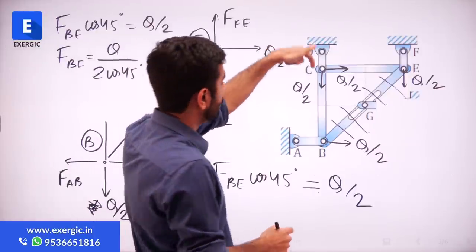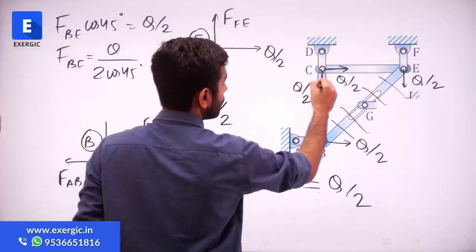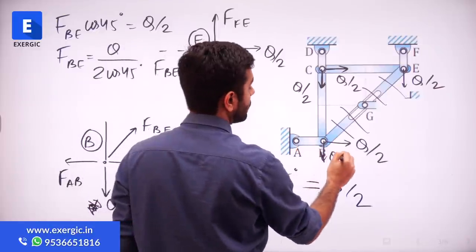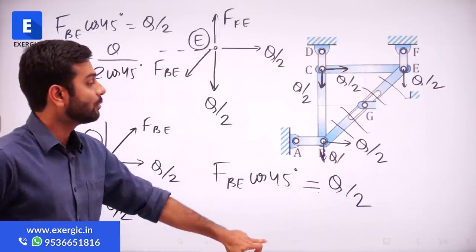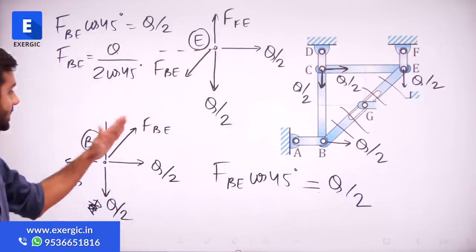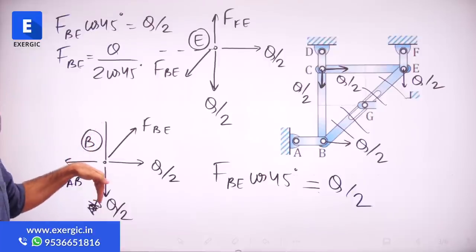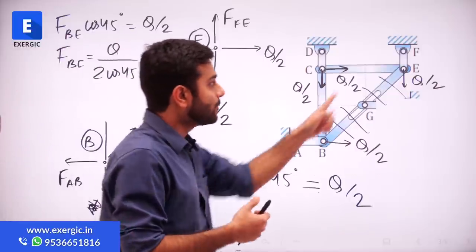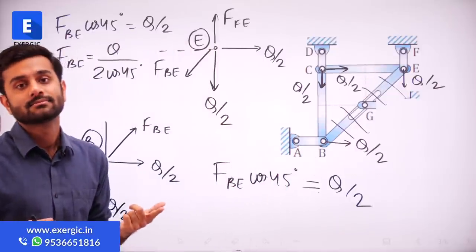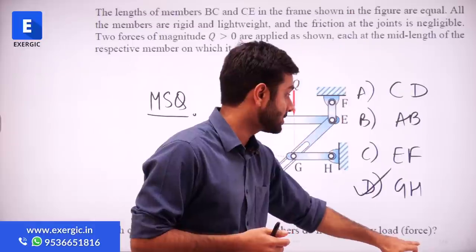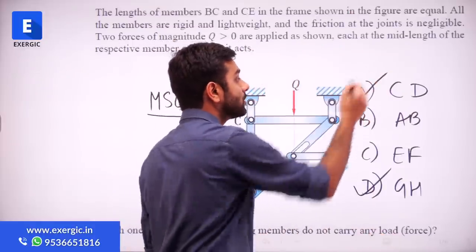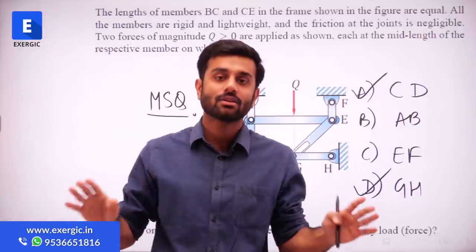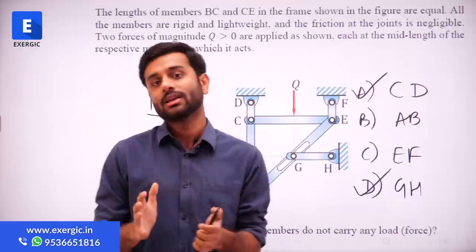Whatever force Q by 2 we are applying here, the entire force will transfer to B, Q by 2. And then while drawing the free body diagram of joint B, we can say that FBE cos 45 is equal to Q by 2, which is consistent, which is getting confirmed from both the joints. So for this question, this is the reason why CD is also a zero force member. Clearly, this question required peace of mind to conclude something.